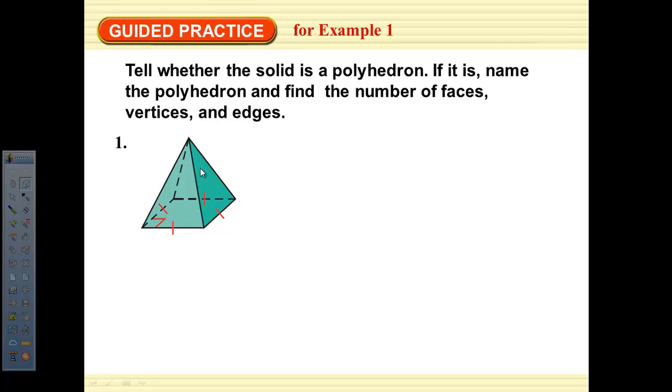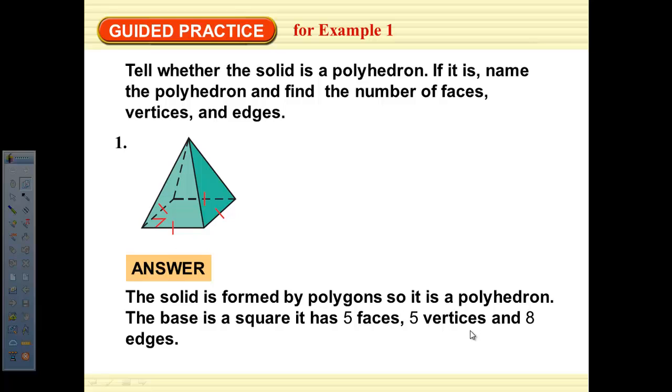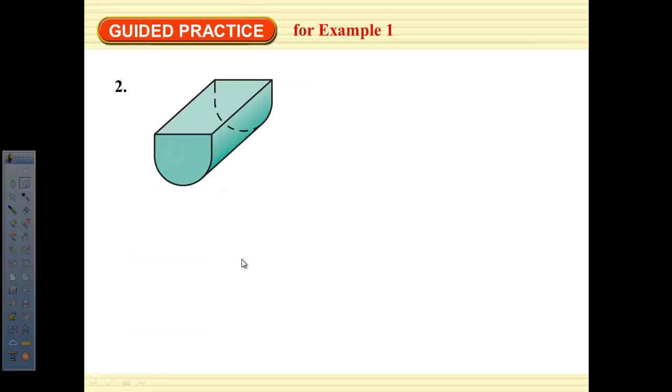There's 1 base and there's 4 faces going around the triangles, so that would give us 5 faces altogether. The number of vertices, there's 1, 2, 3, 4 corners at the bottom and 1 up top, so that gives us 5 vertices. And then the number of edges, we've got 1, 2, 3, 4 going around the square, and then for each part of the triangle we've got 1, 2, 3, and 4 there as well. So that gives us 8 edges altogether. So 5 faces, 5 vertices, 8 edges. Here's another one where there's curves, so it's not all polygons, therefore it's not a polyhedron.